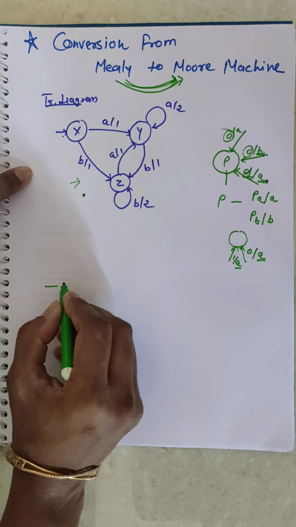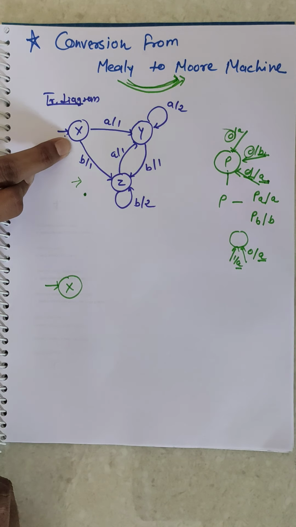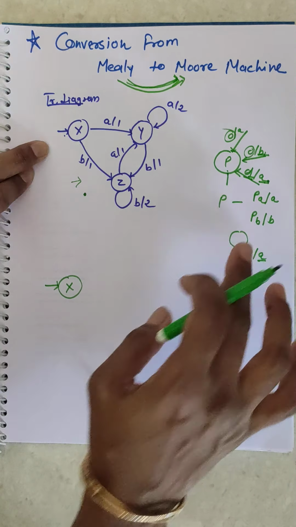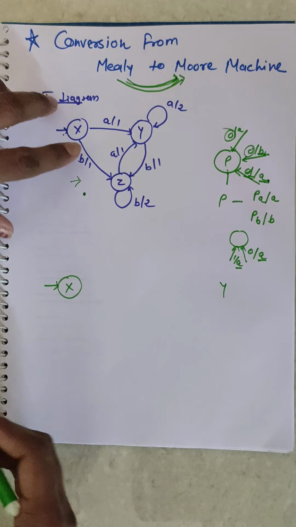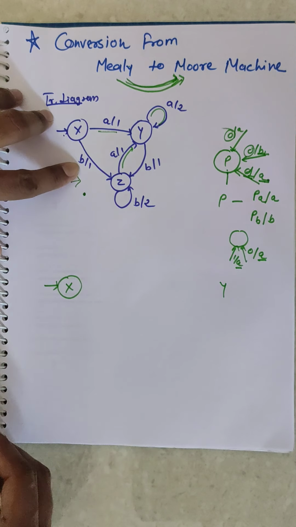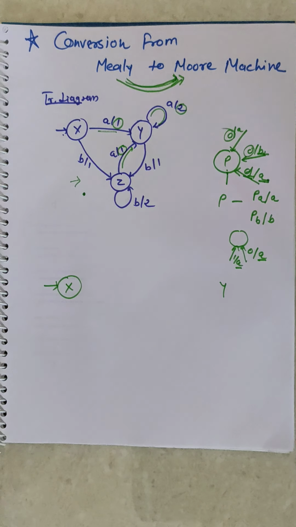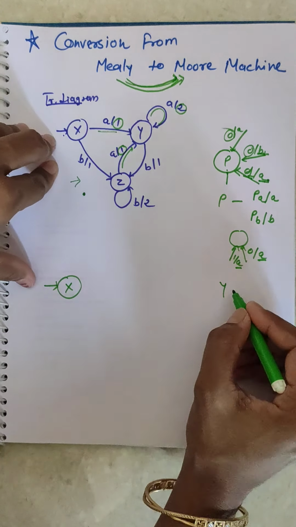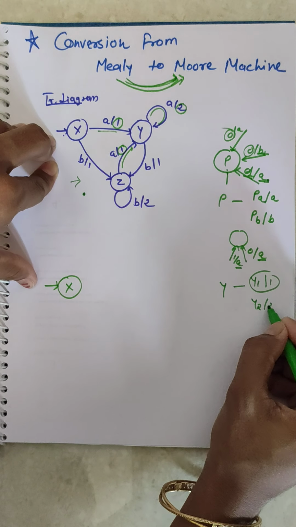So initially for the X, now find the incoming edges. There are no incoming edges, so we just ignore all the concept. Come to the next, for the Y. We find the incoming edges 1, 2 and 3, with the outputs 1 and 2. So there are two different outputs, 1 and 2. So we have to divide this Y into Y1 with output 1, Y2 with output 2.